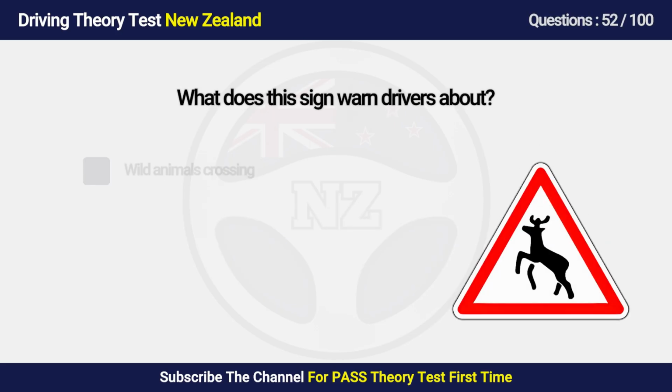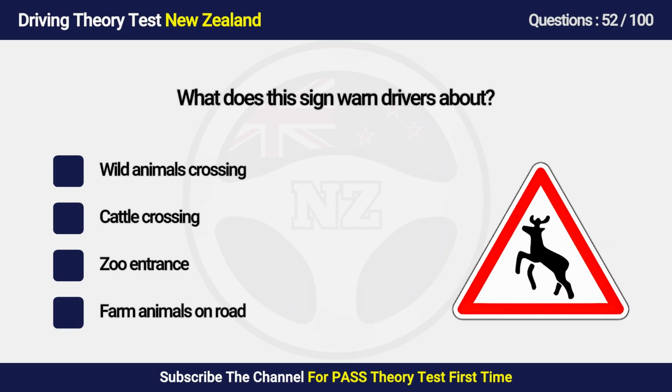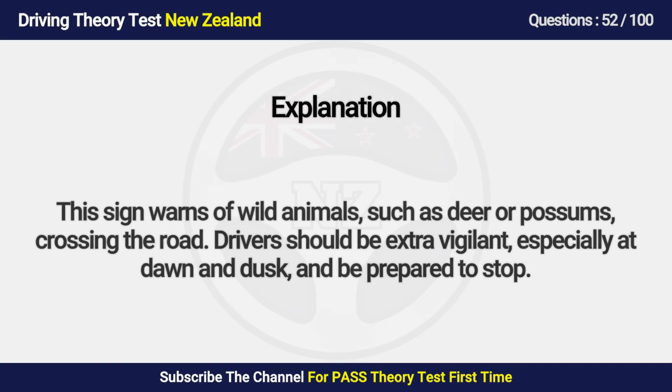Question 52. What does this sign warn drivers about? A. Wild animals crossing. B. Cattle crossing. C. Zoo entrance. D. Farm animals on road. Answer is A. Wild animals crossing. This sign warns of wild animals such as deer or possums crossing the road. Drivers should be extra vigilant, especially at dawn and dusk, and be prepared to stop.